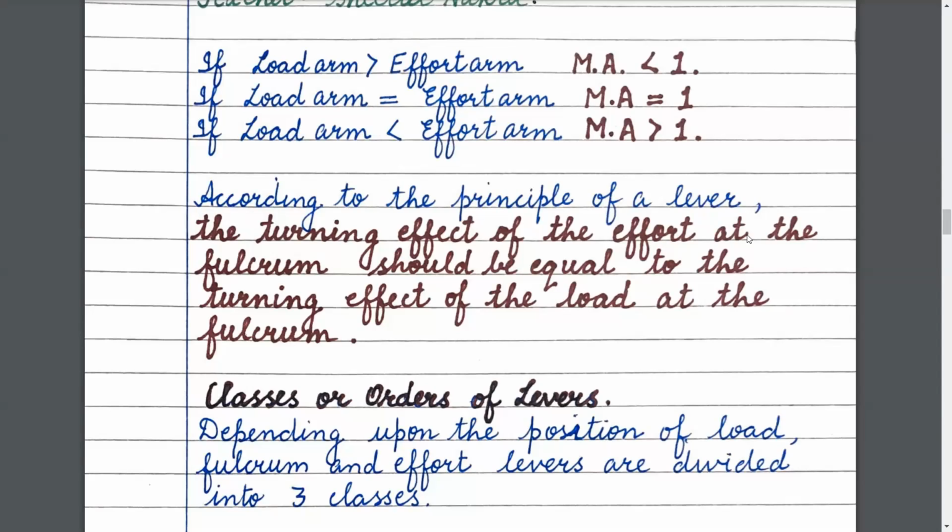Now again, children, if load arm is greater than effort arm, then you can say that mechanical advantage is less than 1. If load arm is equal to effort arm, then mechanical advantage is equal to 1. And if load arm is less than effort arm, then mechanical advantage is greater than 1.